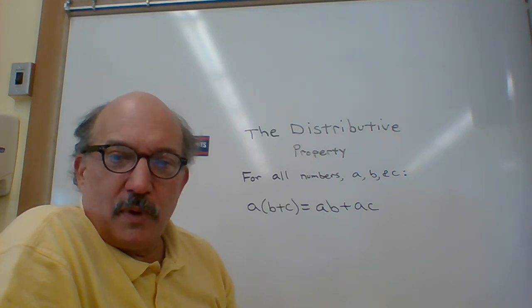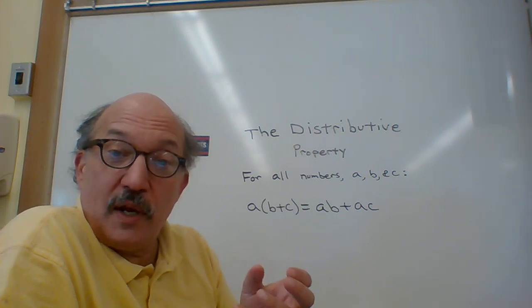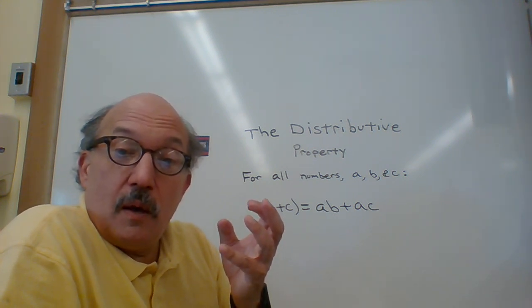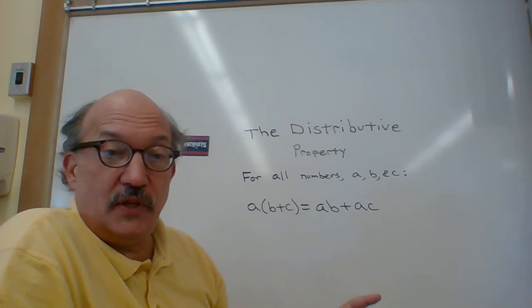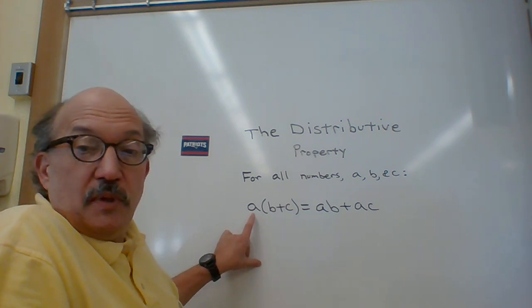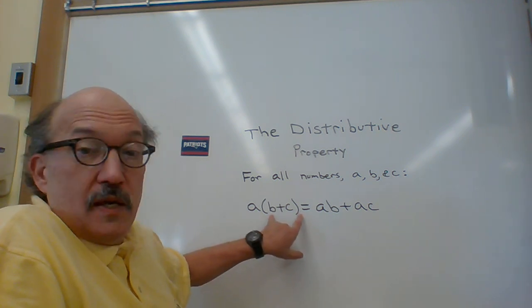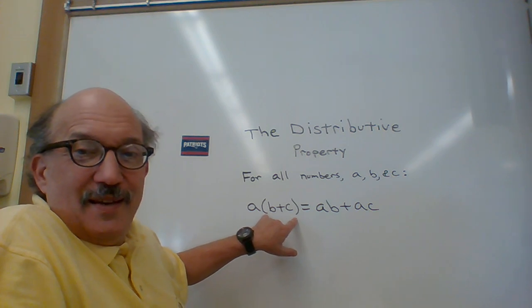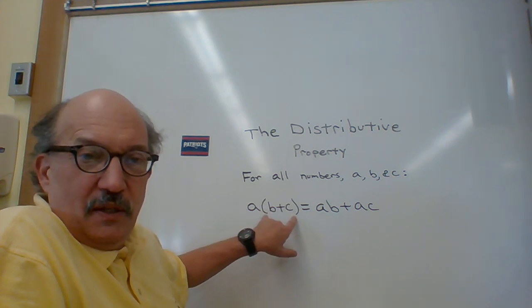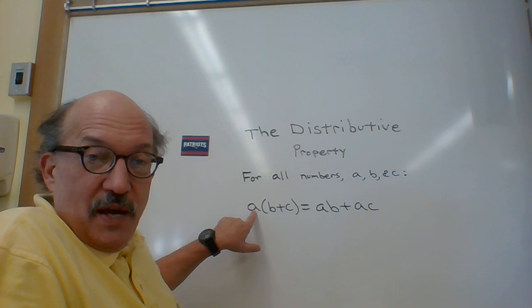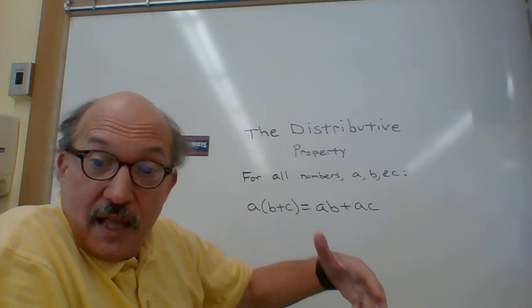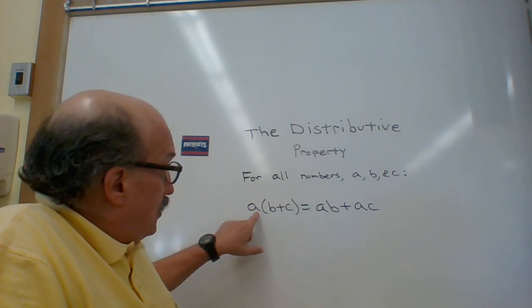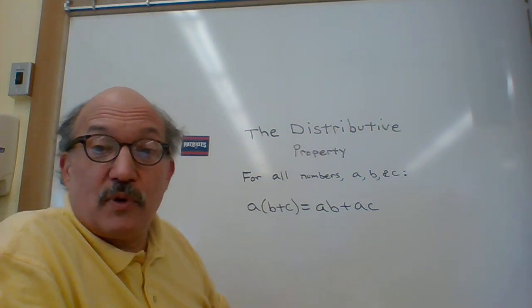The distributive property actually involves two operations. It involves multiplication as well as addition. We can say that for all numbers A, B, and C, if we have to multiply A by B plus C, the sum B plus C is being multiplied by the A. Notice the A is right next to the parentheses. I talked about that last time. This is a multiplication, the A times the parentheses.